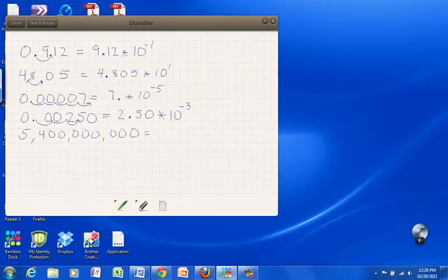Here we want the decimal between the 5 and the 4. And we have to count the decimal that would have been here. So there's 1, 2, 3, 4, 5, 6, 7, 8, 9. That would be 5.4 times 10 to the 9th power. You can definitely see with examples like this where scientific notation is much easier than writing the ordinary number out for very large numbers.